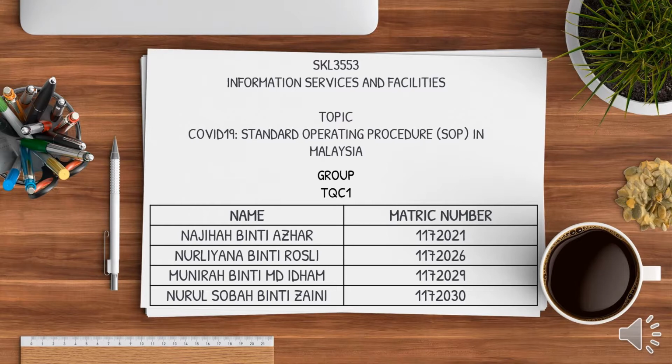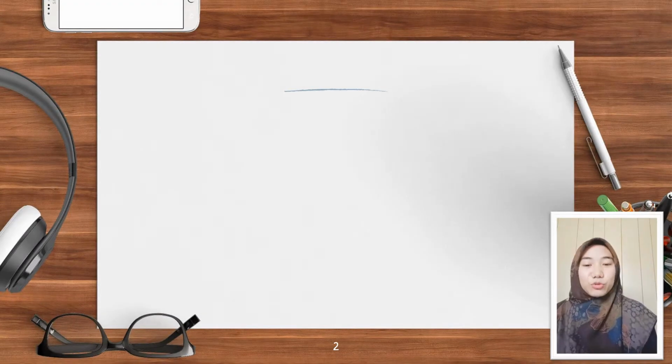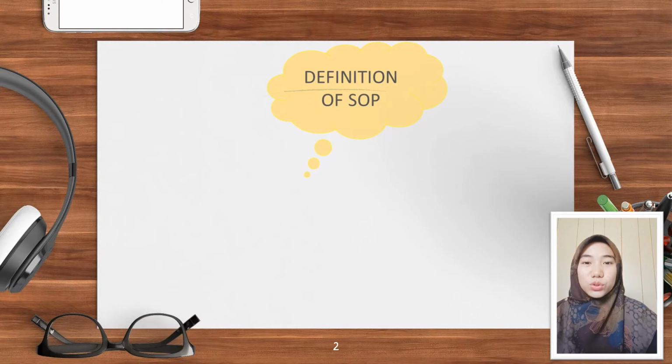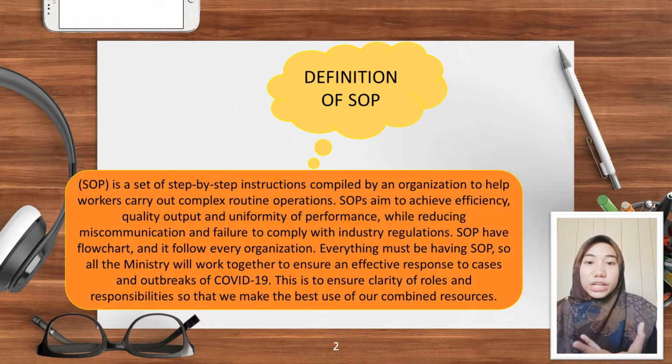We are from group TQC1 and our group members are Najah binti Azhar, Nurliana binti Rosli, Munirah binti Maidaham and Nurul Sabah binti Zaini. My name is Munirah binti Maidaham, metric number 1172029. I will explain about SOP. SOP is Standard Operating Procedure.